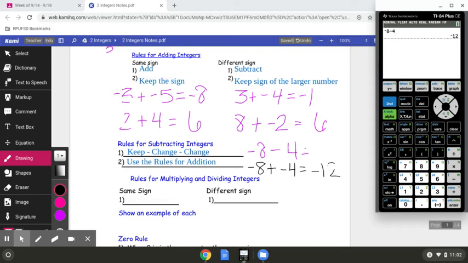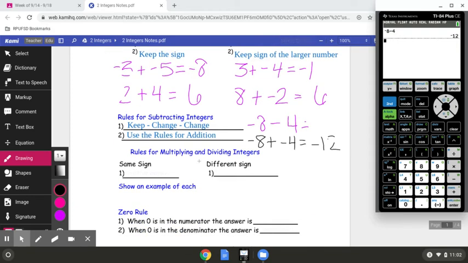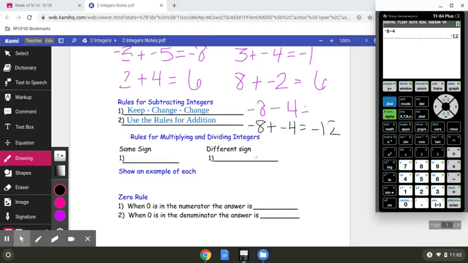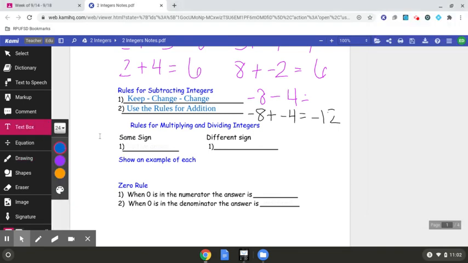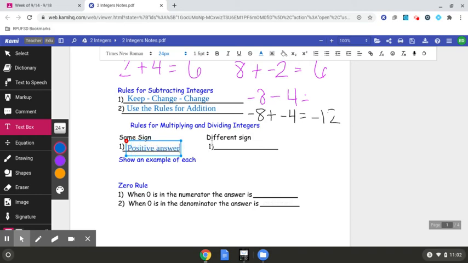So those are your rules for subtracting. Now multiplication and division kind of follow the same thing. If you are multiplying numbers that have the same sign, you're just doing straight up multiplication and you're going to get a positive answer. If you are multiplying numbers that have a different sign or dividing numbers that have a different sign, it's a negative answer.